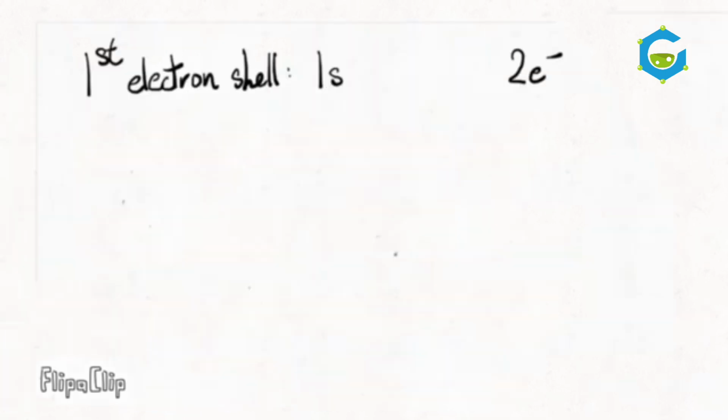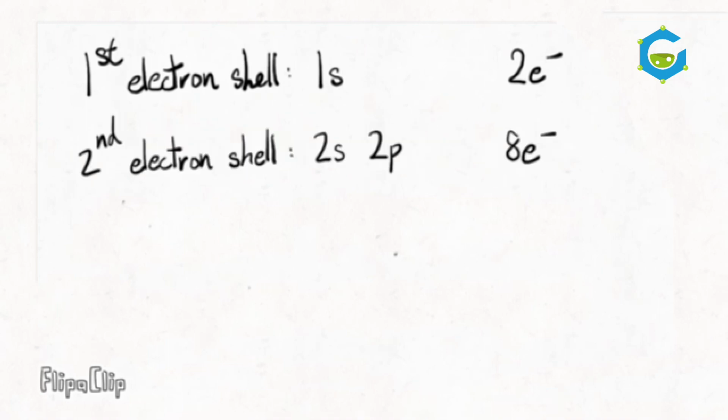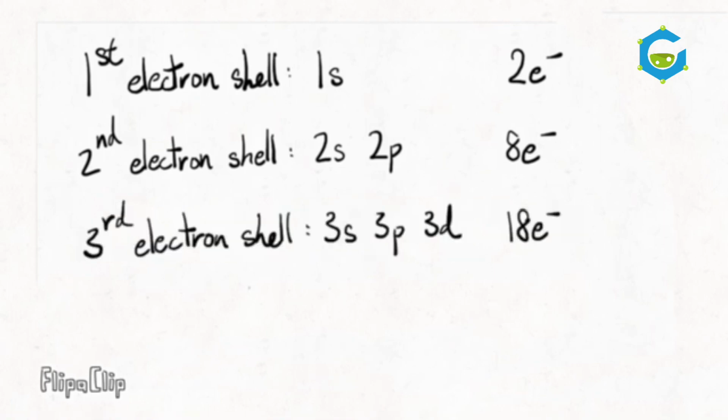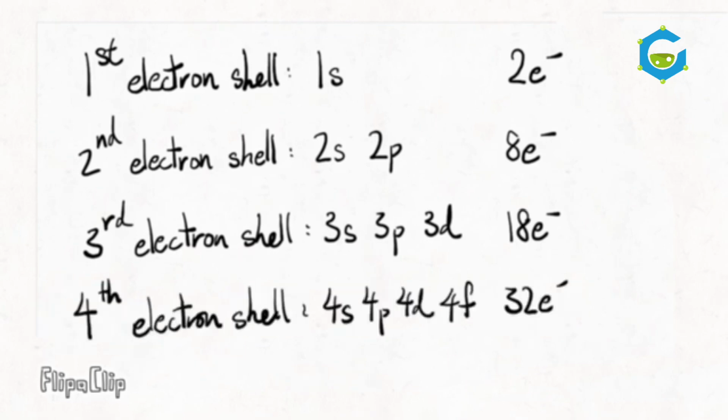For the first electron shell, there is one s orbital so it can only carry 2 electrons at most. For the second electron shell, there are s orbital and p orbitals. Therefore, it can carry 8 electrons. For the third electron shell, it consists of s, p, d orbitals which can hold 18 electrons. And finally, the fourth electron shell can hold up to 32 electrons.